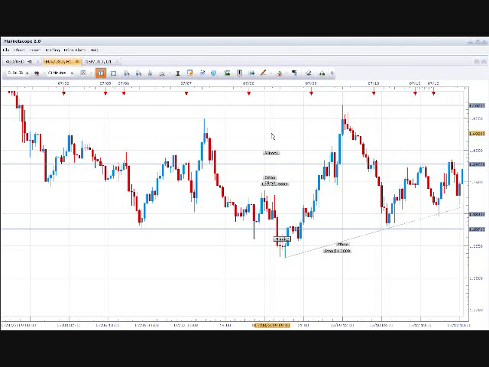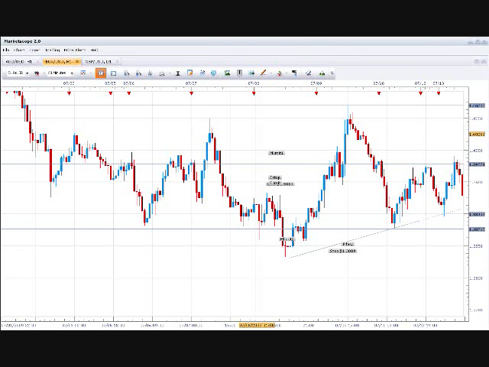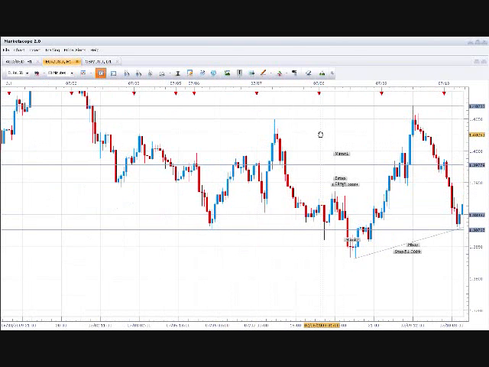Where should you buy? Very simply put, let's review again. Let's say this is where we bought, right? Let's say here.